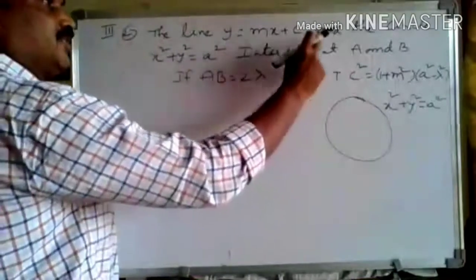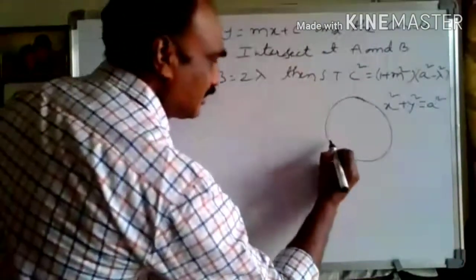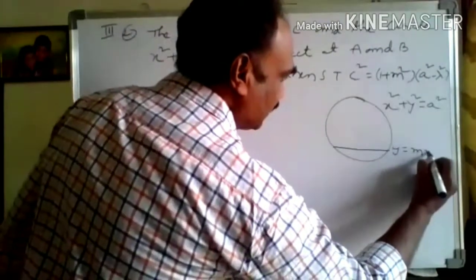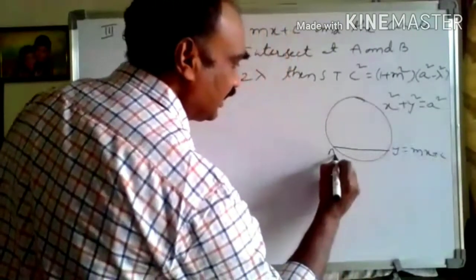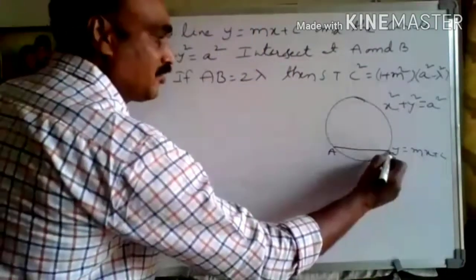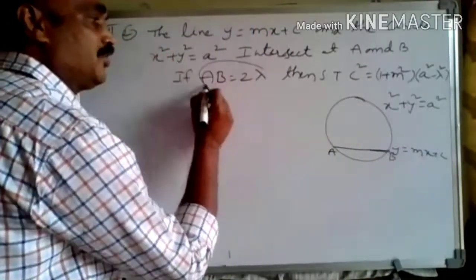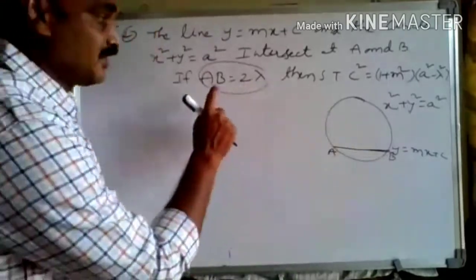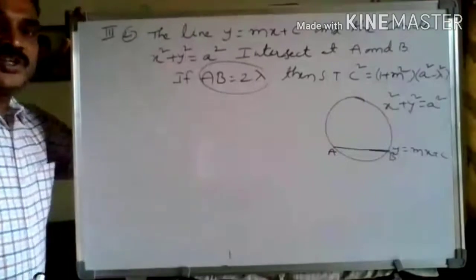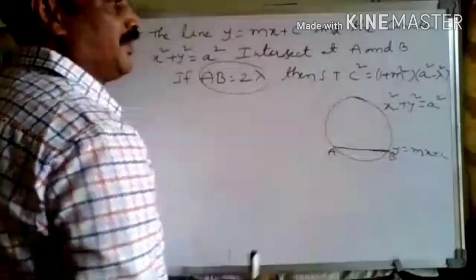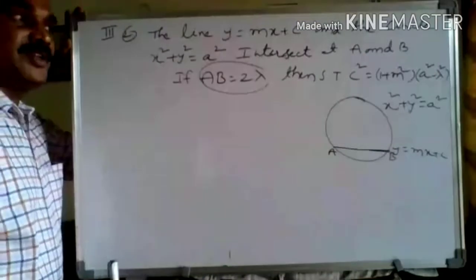And the line y is equal to mx plus c intersects the circle at A and B. AB is equal to 2 lambda, meaning the given length of the chord is equal to 2 lambda. Then show that c square is equal to 1 plus m square into a square minus lambda square.